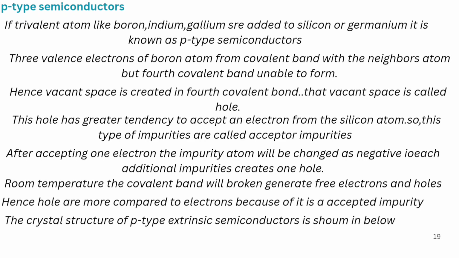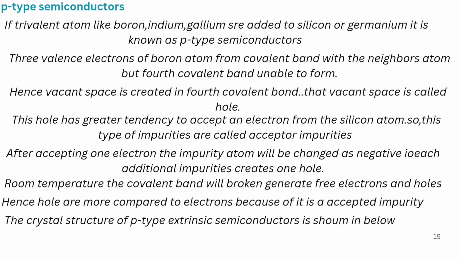So in p-type semiconductors, trivalent atoms have 3 valence electrons, right? So these 3 valence electrons will form bonds with neighbor atoms, and the fourth covalent bond will be unable to form. Why? Because there is no electron available for the fourth covalent bond.